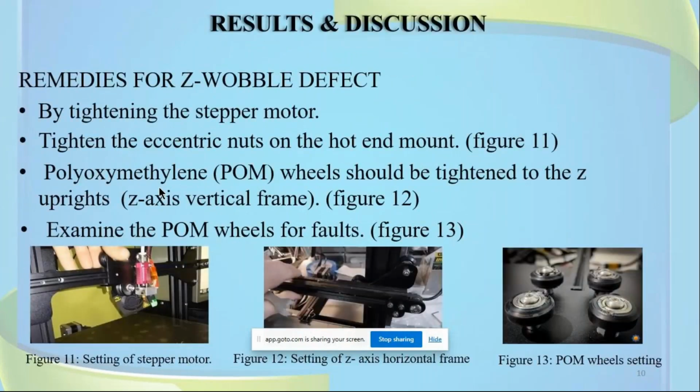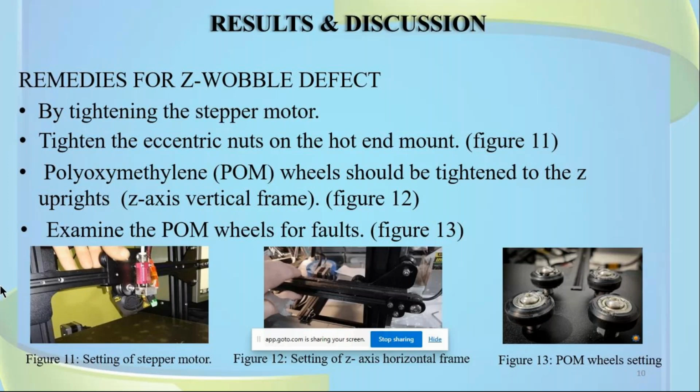Remedies for Z bubble defect. All of this may be understood from figure 11 and figure 12. Figure 11 shows the setting of the stepper motor to prevent the product from the Z bubble defect, because this defect is directly related to the misalignment of the Z axis. If the Z axis is misaligned, then we get Z bubble. Otherwise, we will not get any Z bubble type defect.